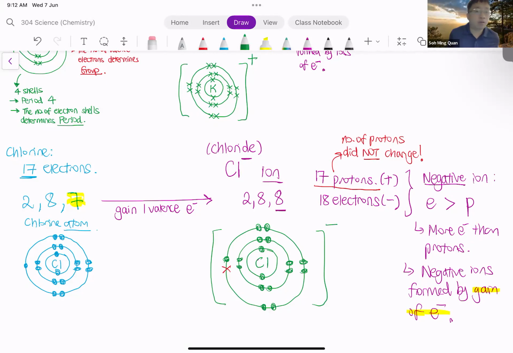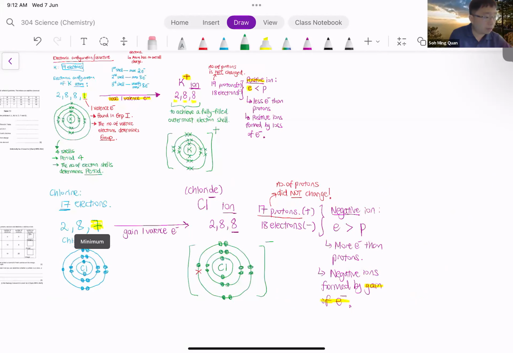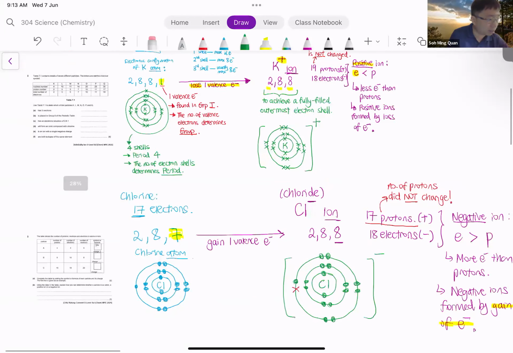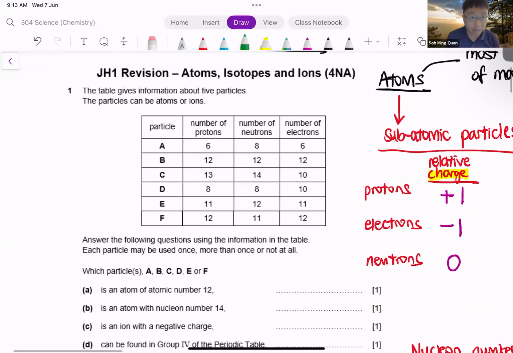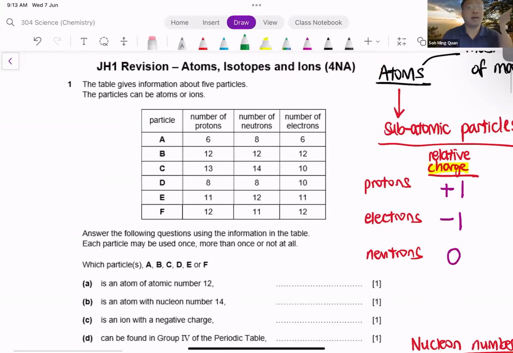Okay, now, the question can be found in your OneNote, as I mentioned just now. It's called JH1. Okay, this document. I hope you can find it. It's under your personal folder under homework. All right. Now, if you read this question, this is actually a prelims question from another school. All right. Immediately you realize it's probably something to do with atoms or ions. It says atoms or ions, right?